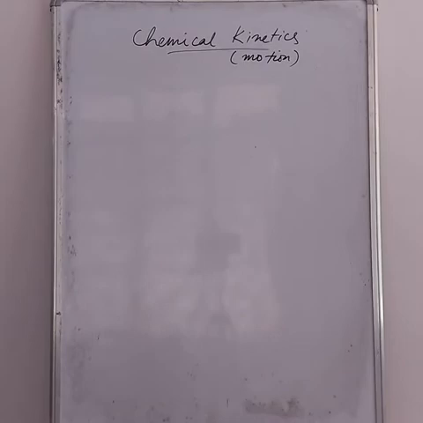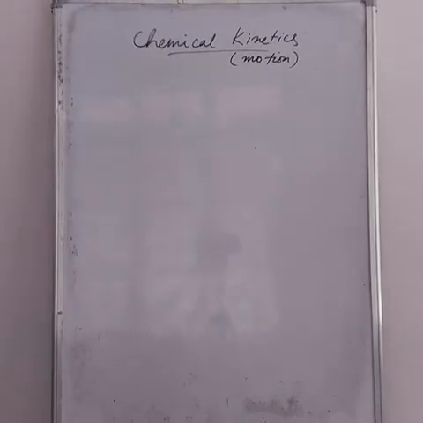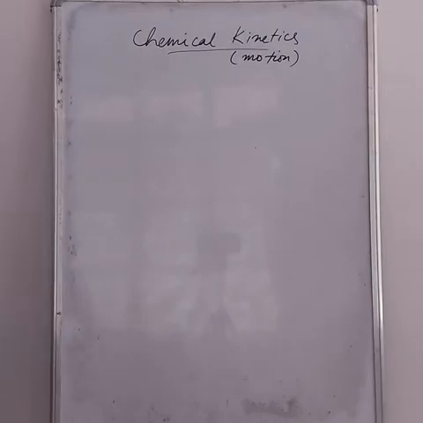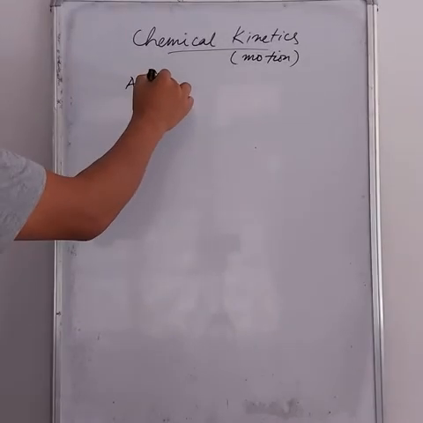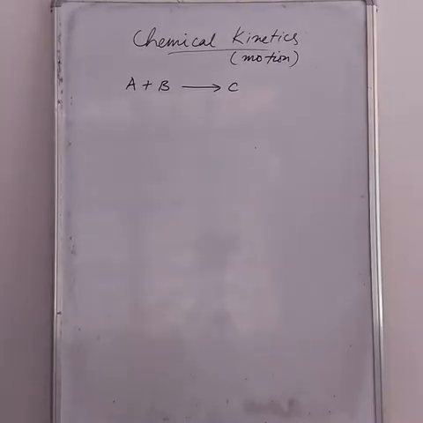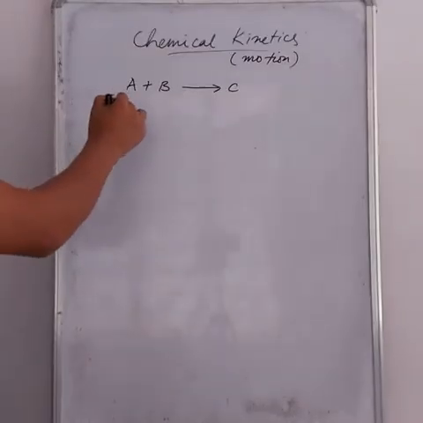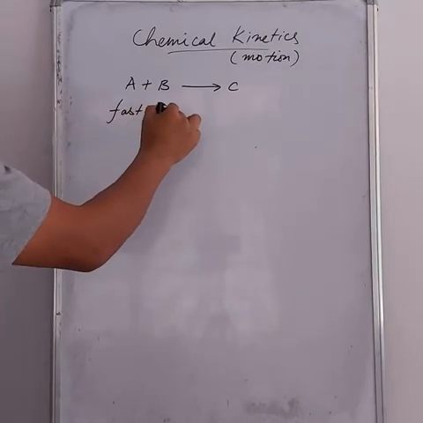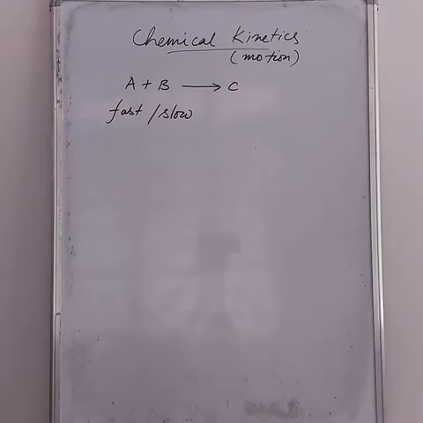So all the reactions that are taking place are in motion. Suppose A reacting with B gives us C. That means the atoms or ions inside the reaction are in motion. And why chemical kinetics? Why study kinetics? Simply to understand how fast or slow things are moving during a reaction.